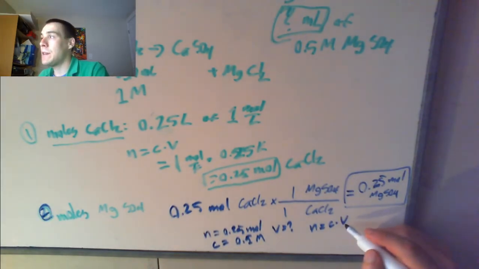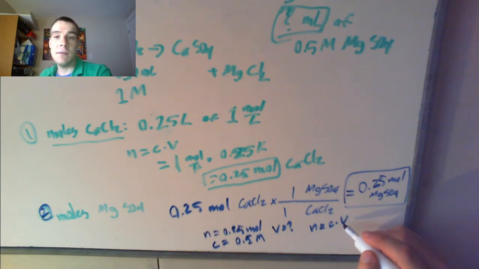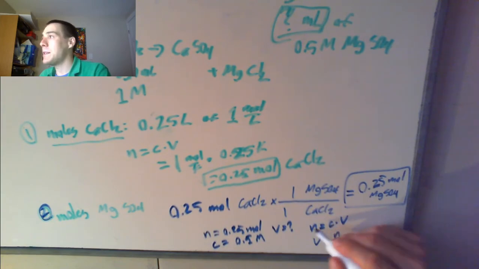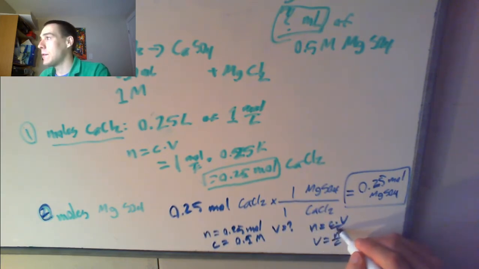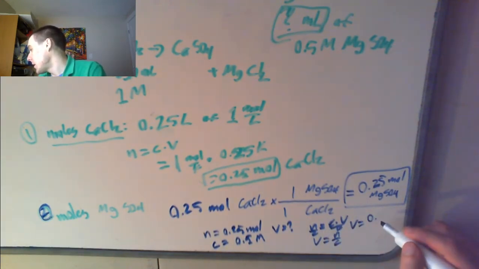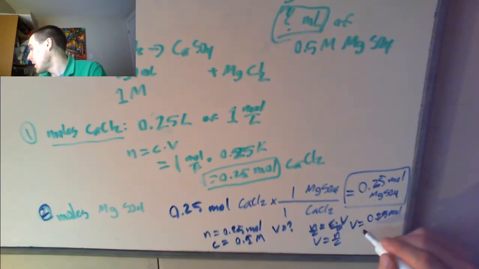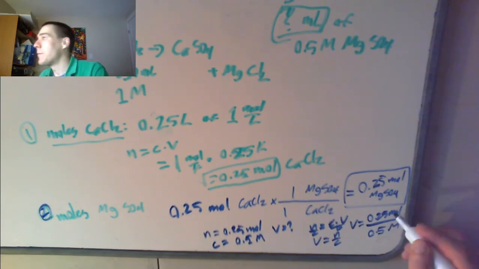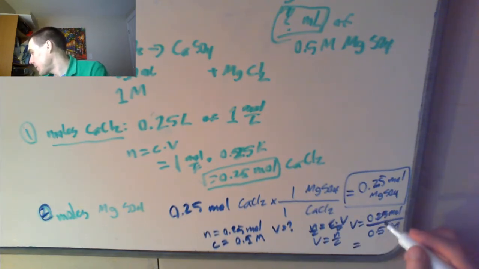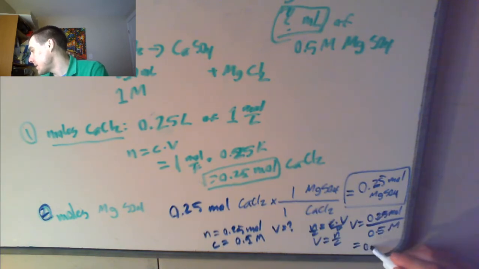To rearrange it, V is equal to N over C. We're dividing by C, and C reduces to 1. That's how that works. So the volume here is going to be 0.25 moles divided by 0.5 moles per liter. Moles divided by moles per liter gives me liters. 0.25 divided by 0.5 is 0.5 liters.